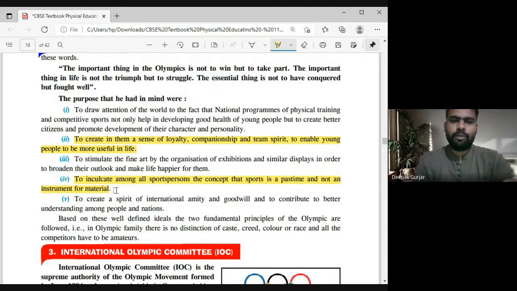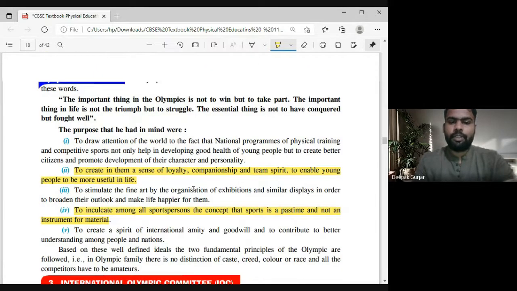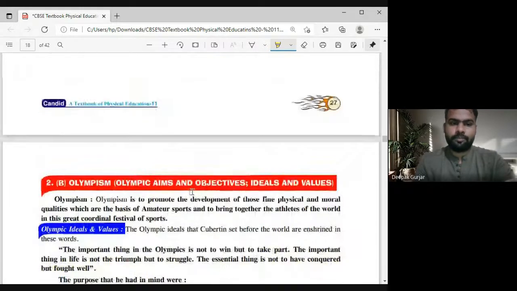Games lead to social, moral, and various kinds of development in your body, to create a spirit of international amity and goodwill, and to contribute to better understanding among people or nations. Based on these well-defined ideas, two fundamental principles of the Olympics are followed, that is, the Olympic family. There are no distinctions of caste, creed, color, and race, and all the competitors have to be amateur. So we are a family, and there is no discrimination on the basis of anything.